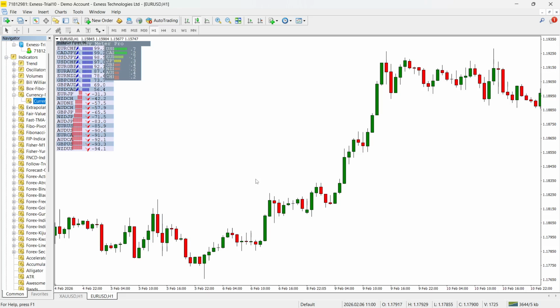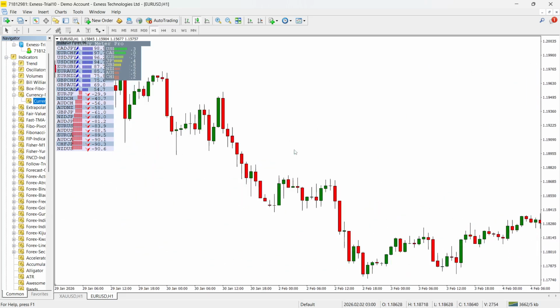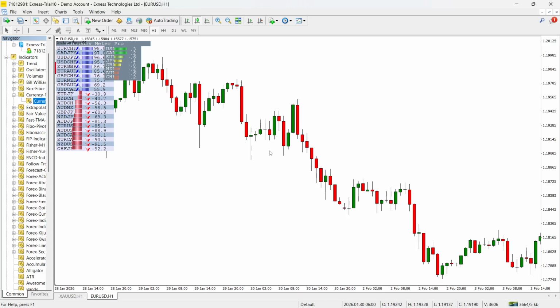Correlations can and do change over time, especially around major news or regime shifts, so the values in the matrix should be treated as a current snapshot rather than a fixed rule, and always combined with broader technical and fundamental analysis.